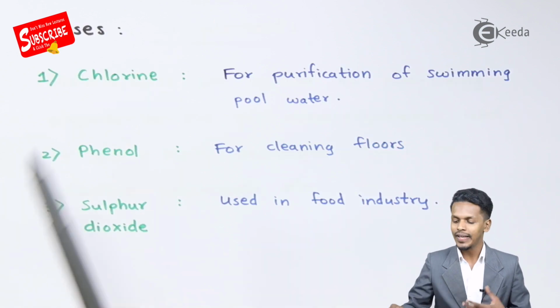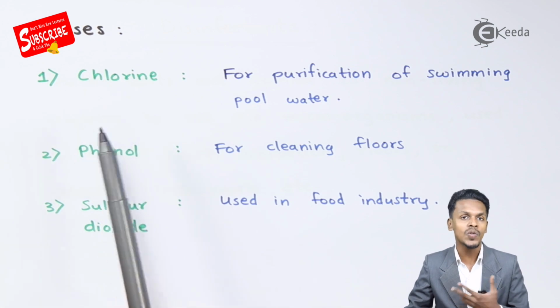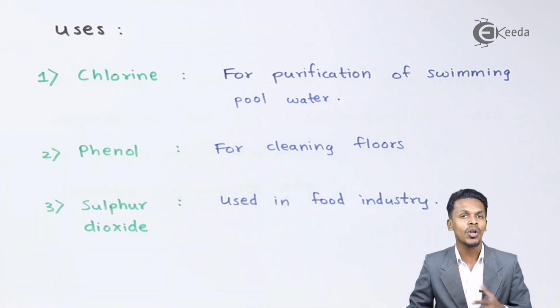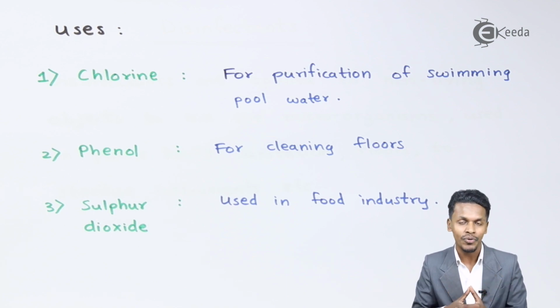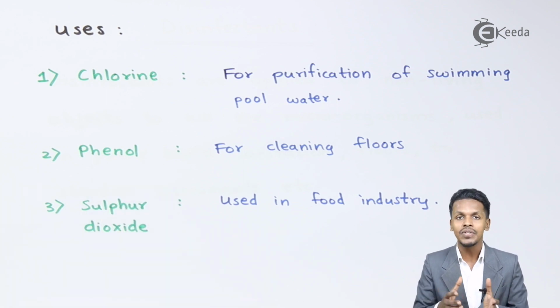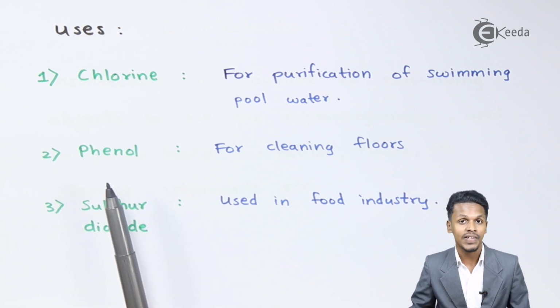The uses of disinfectants are, first, chlorine. Chlorine is used in swimming pools because it has the capacity to purify the water by killing all the bacteria, and not only in swimming pools, it is also used to clean wastewater. Talking about the next one, that is phenol. Phenol is also widely used in cleaning floors, and even nowadays phenols are still being used.